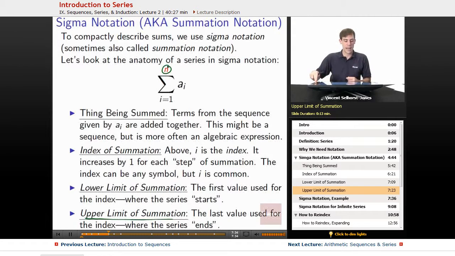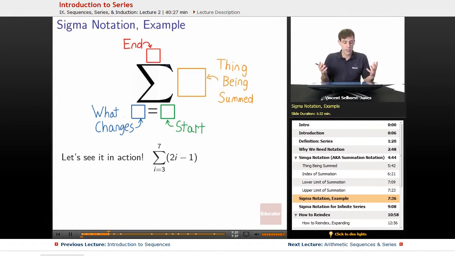All right, let's see it in action. So we've got this pictorial summary of how it works. This is a great picture, so check against this if you get confused at a later point. This is a great slide right here. Let's see it in action. So we've got sigma, it's i equals 3 for the starting index, and then 7 is the upper limit, and we've got 2i minus 1 as the actual expression.